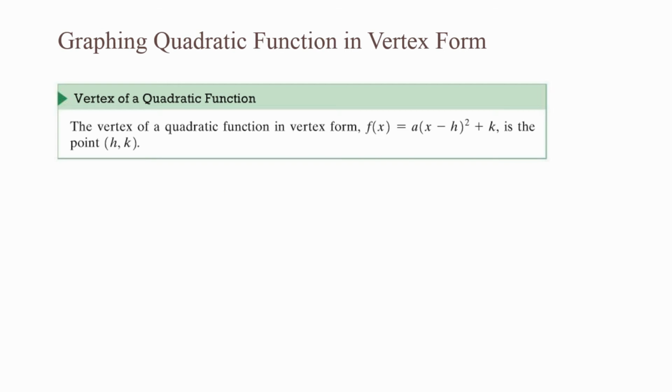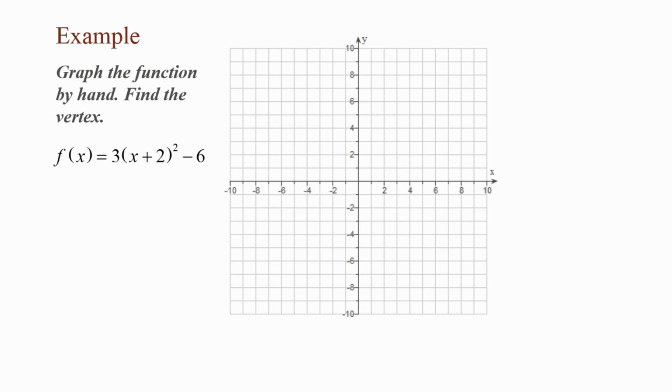Vertex of a quadratic function. The vertex of a quadratic function in vertex form f of x equals a(x minus h) squared plus k is the point (h, k). In this example, graph the function by hand, find the vertex. f of x equals 3(x plus 2) squared minus 6. Comparing it to our formula for a parabola, a is the number in front, which is 3.